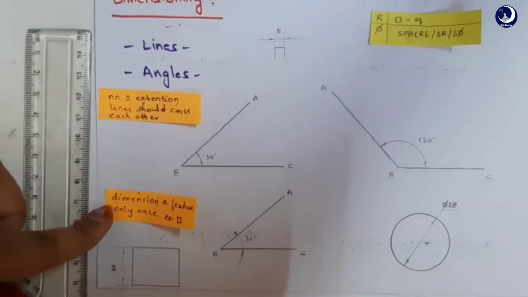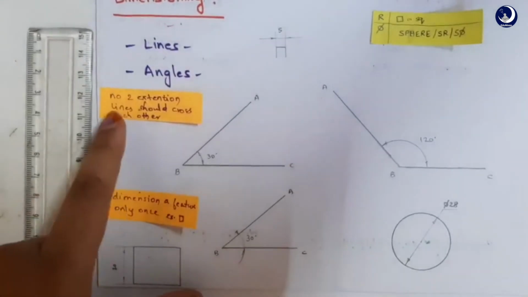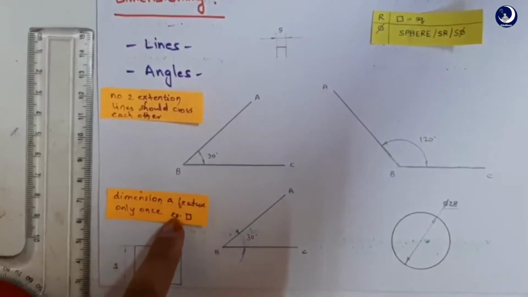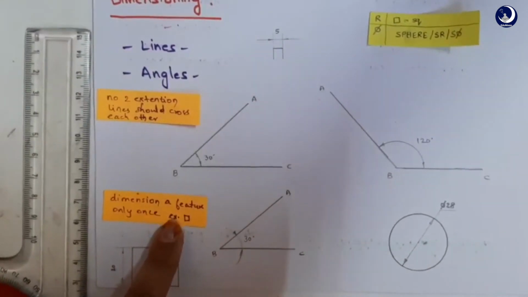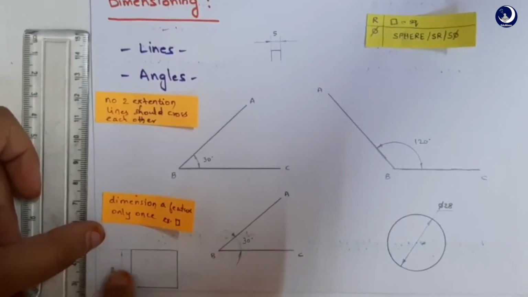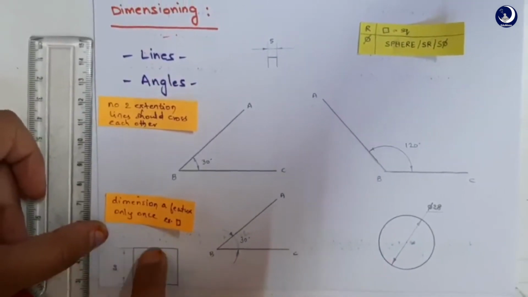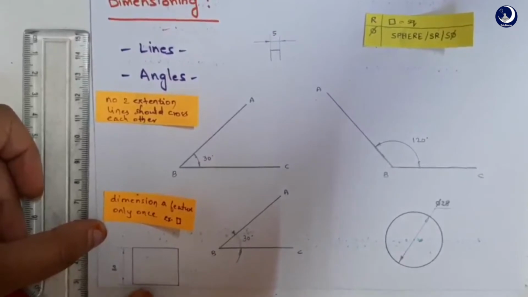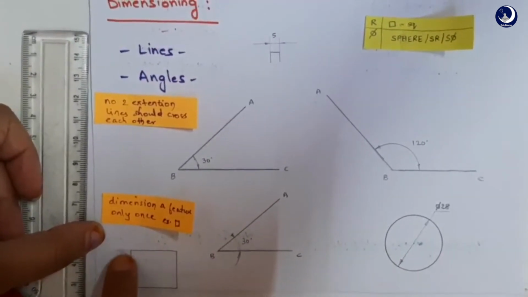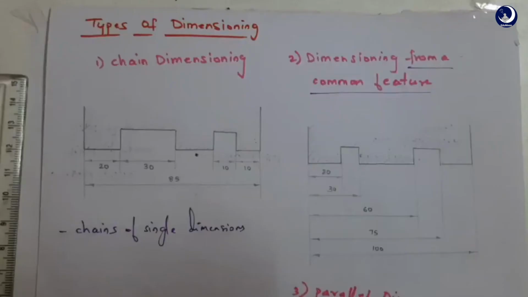2 points to remember while dimensioning are: no two extension lines should cross each other, and we have to dimension a feature only once. For example, in a square, all the sides are equal. If the side is 20, this is 20, this is 20, this is 20. You don't need to dimension it 20 all 4 times. You can just mark one side and it will be understood.